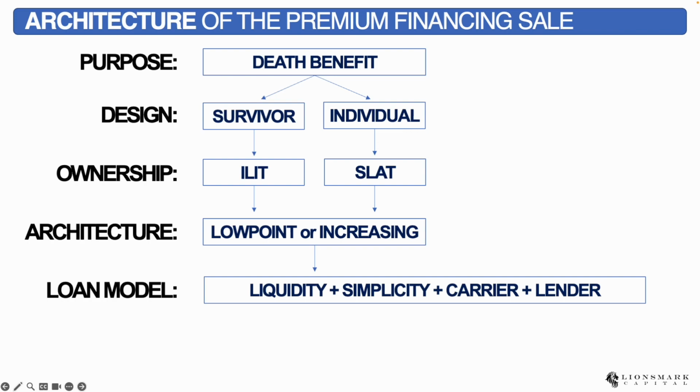And so once we figure out the loan model, then we're going to pick the carrier based on what we know regarding carrier preferences. And the same thing goes with the lender. We work with about a dozen different lenders or so. Each lender has a different appetite in terms of what they are willing to allow the client to do as it pertains to accruing interest, as it pertains to different types of outside collateral that the client may post.